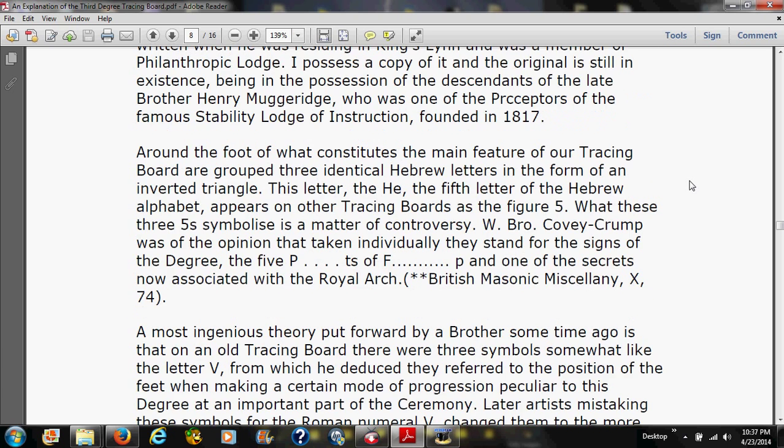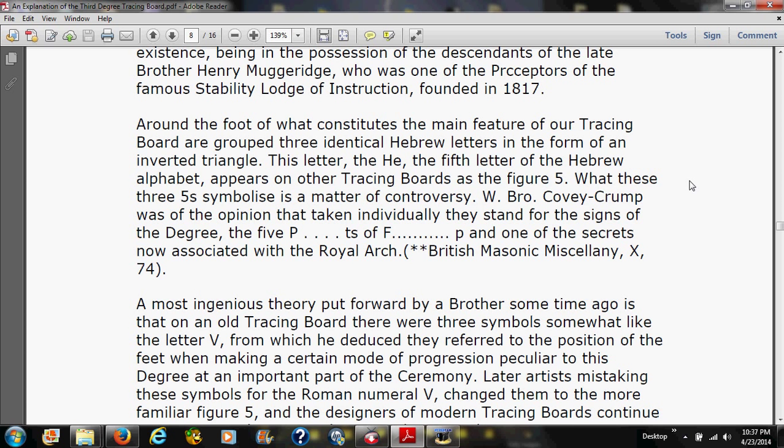Around the foot of what constitutes the main feature of our tracing board are grouped three identical Hebrew letters in the form of an inverted triangle. This letter, the He, the fifth letter of the Hebrew alphabet, appears on other tracing boards as the figure 5. What these three fives symbolize is a matter of controversy. Brother Covey Crump was of the opinion that, taken individually, they stand for the signs of the degree, the five points of fellowship, and one of the secrets now associated with the Royal Arch.